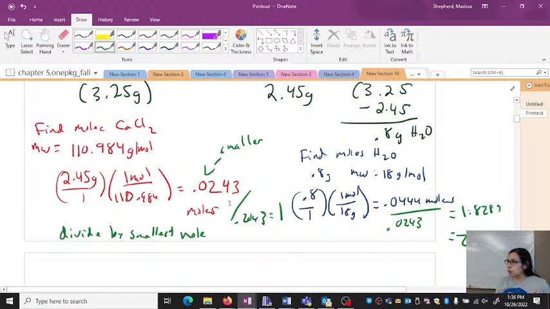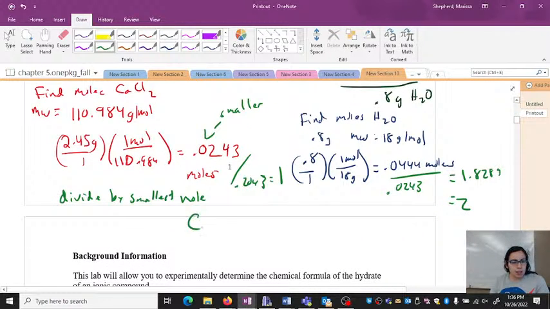The only time I wouldn't do rounding in this scenario is if you had gotten like 1.5, you'd want to double it. With 1.3, I don't like rounding 0.3, that can be a little off, so you might want to multiply that by 3 to get your whole number ratio. But in this case, it's good enough to assume. And so then we can write our formula of calcium chloride, and we know there's 2 equivalents of water, so calcium chloride dihydrate.